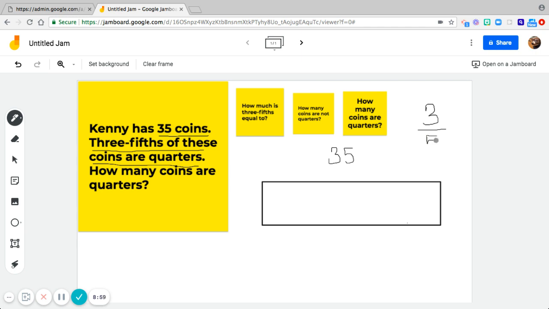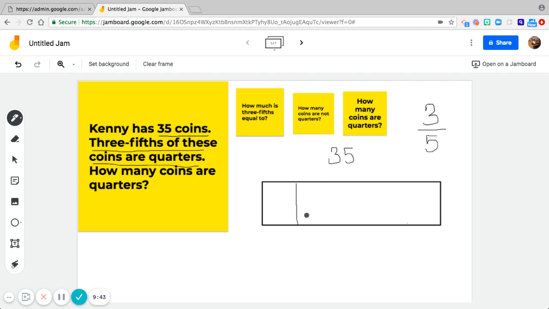The last time we spoke, we did a quick review of what a fraction actually represents. So in 3/5 here, the denominator represents the total amount of parts, and the numerator represents the total parts that we need, that we have. So our whole here is 35 for the 35 coins. Our denominator is 5. So that means we need to take this whole and break it into 5 parts. Okay, so let's do that.